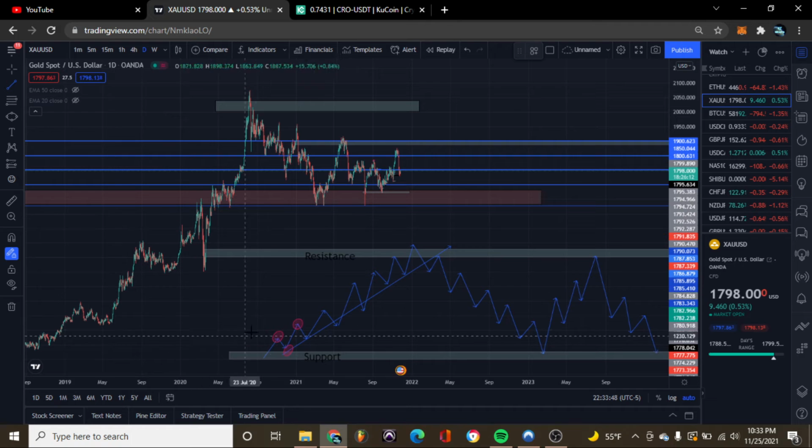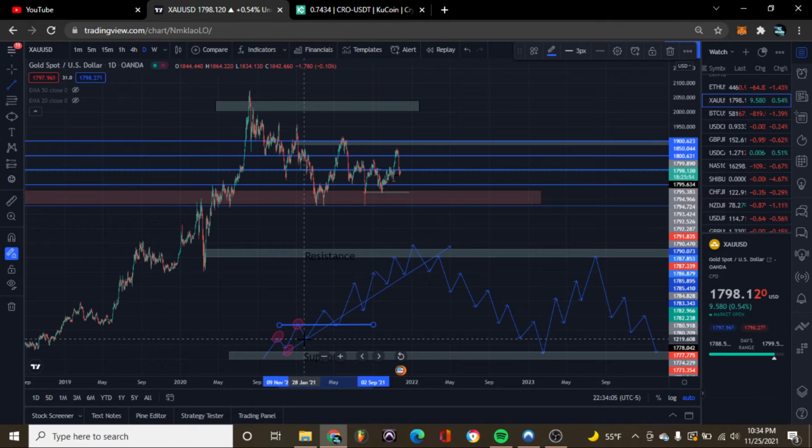You feel me? So boom. When price goes up and comes back down, look at the retracements. Look at the retracements, right? So it goes up, goes down, breaks the resistance level, you feel me?